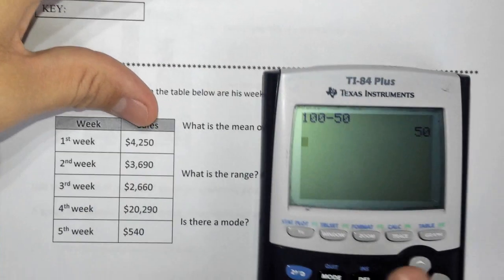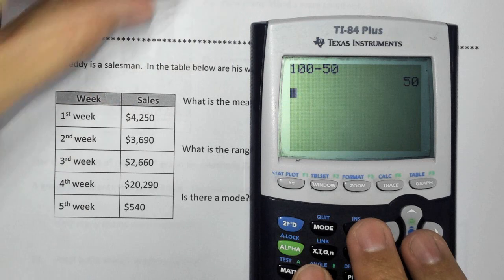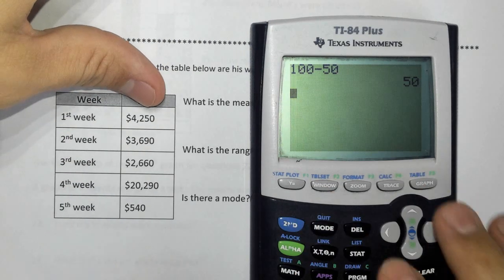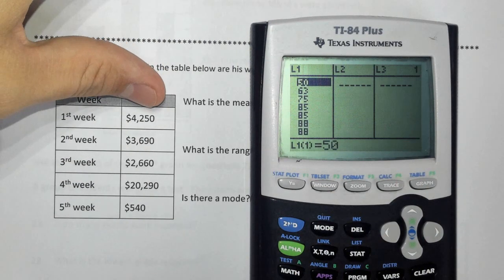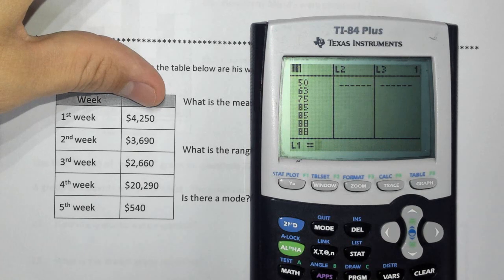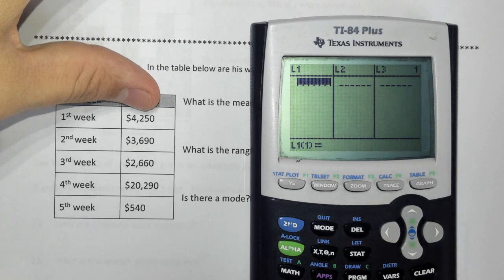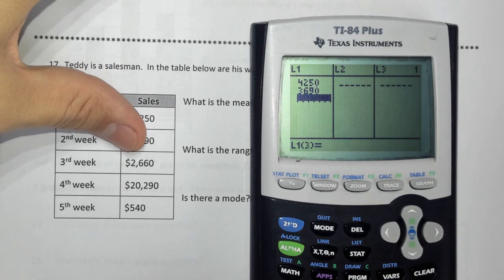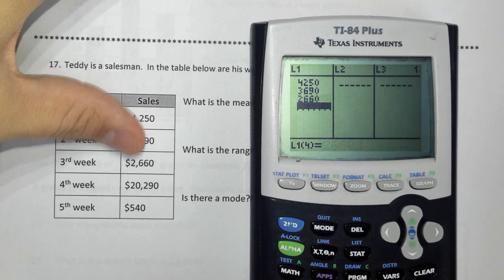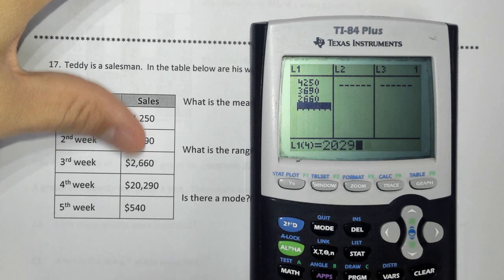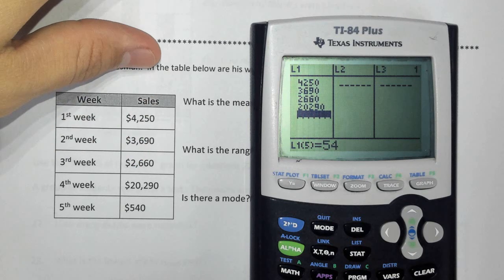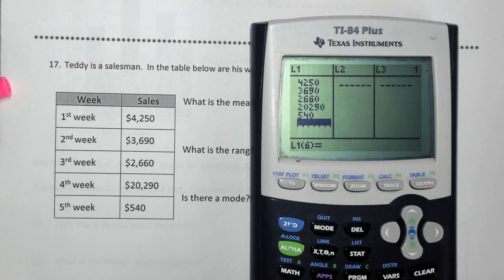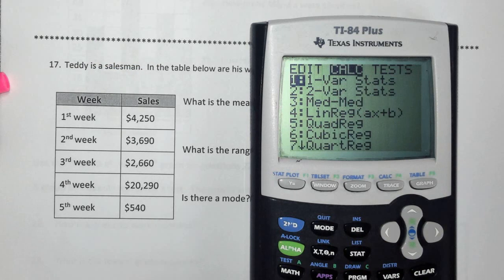Alright, so we have to put those in the calculator. We don't need to put the first week in there. We just need to put his sales. Stat, edit, go up there and clear it. We have 4250, enter, 3690, enter, 2660, enter, 20290, enter, and 540, enter. And let's just go ahead and do the stats.